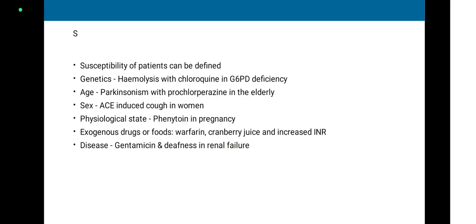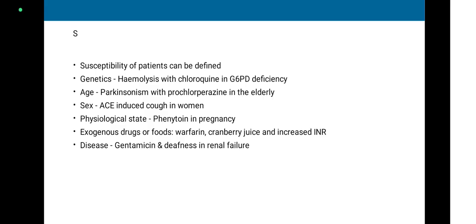Next class is susceptibility of patients. Susceptibility can be defined according to patient factors that include genetics, age, sex, physiological state, administration of other drugs or foods, and disease conditions. Example of genetics, hemolysis which occurs with chloroquine in G6PD deficiency patients. Next one, age. In aged patients, prochlorperazine therapy can induce Parkinsonism. Third factor is sex. ACE inhibitor-induced cough in women is more pronounced than in males.